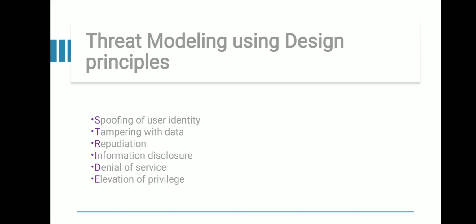One model you may find useful is STRIDE, as I mentioned, derived from an acronym of the following six threat categories. What I have listed here are the six threat categories: spoofing identity, tampering with the data, repudiation, information disclosure, denial of service, elevation of privileges.